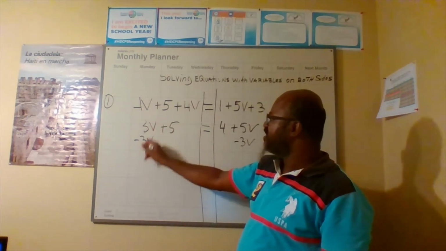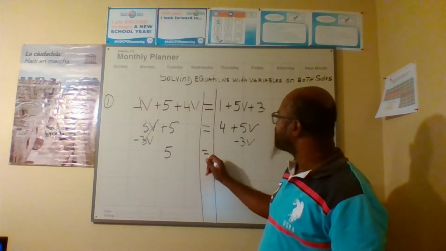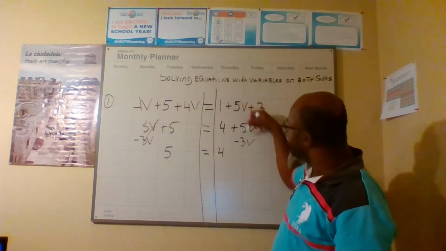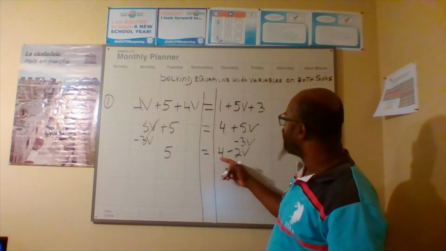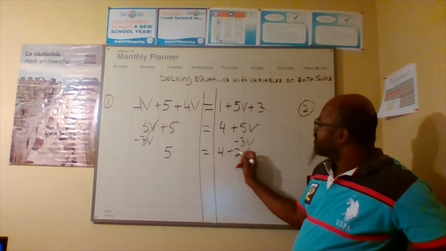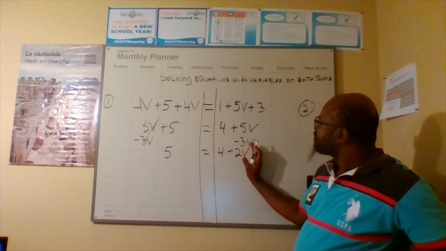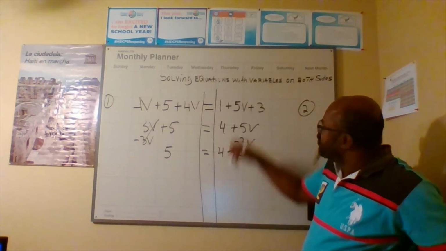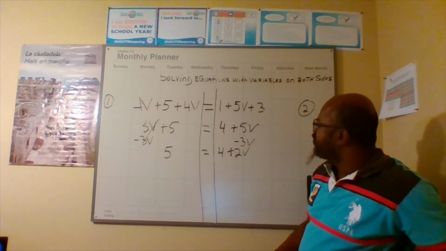When you work this out, these will cancel each other out. So we'll end up with 5 is equal to 4. Then you have a positive 5v, and you take away 2v from that, that will give you negative 2v. So you will end up with 4 minus 2v is equal to 5. Now you almost have v by itself. The next step, you end up with a positive 2v. When you have positive 5, you take away 3v from that, it gives you a positive 2v.